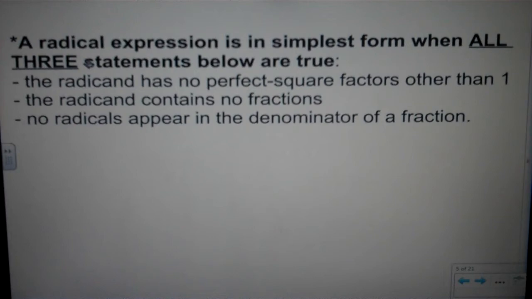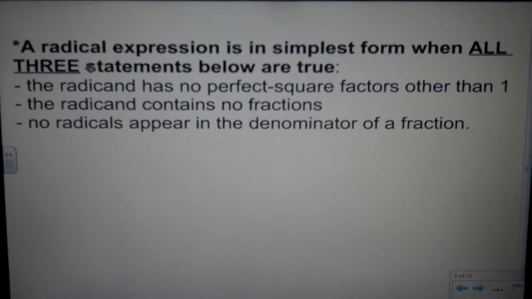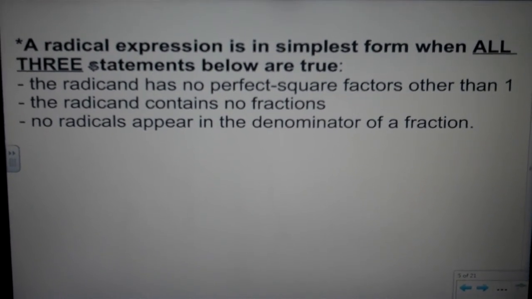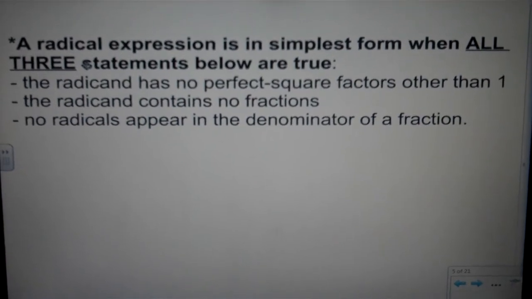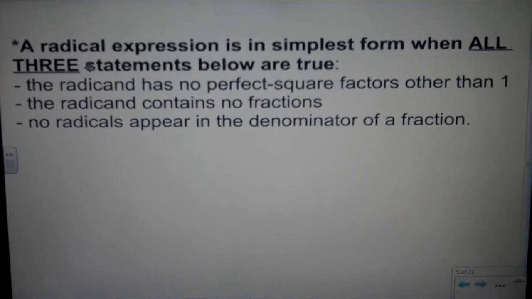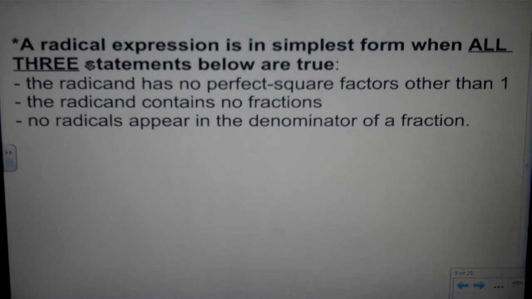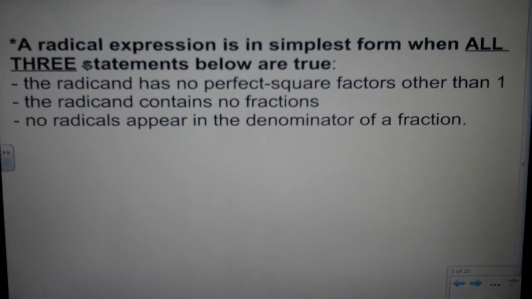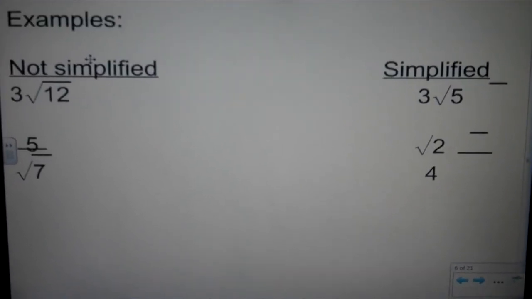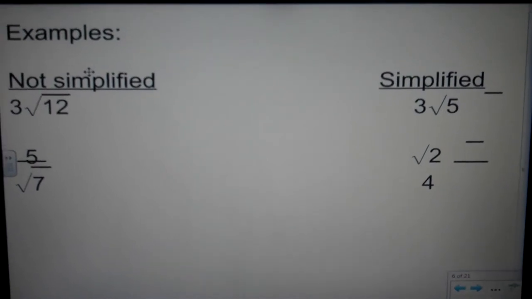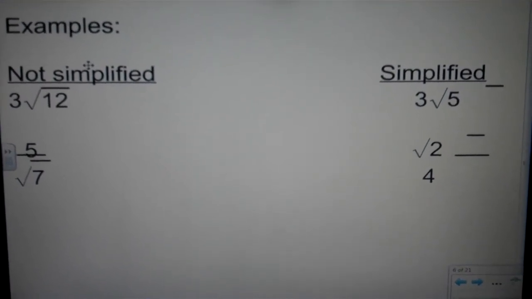Now, a radical is a square root, so that means the radicand is what's underneath the square root. So what's inside needs to not be a perfect square other than 1, and what's inside needs to not be a fraction, and there can't be a square root on the bottom. Here are some examples. Not simplified is on the left and simplified is on the right.